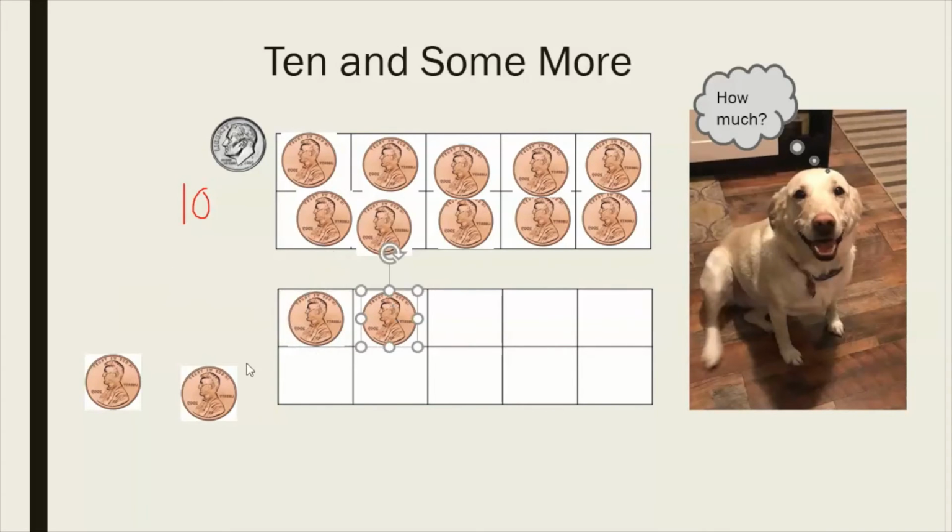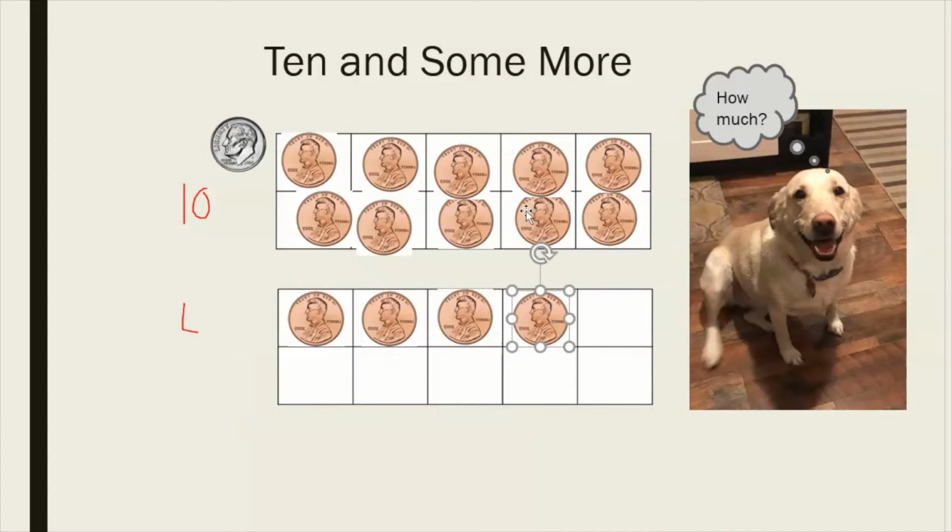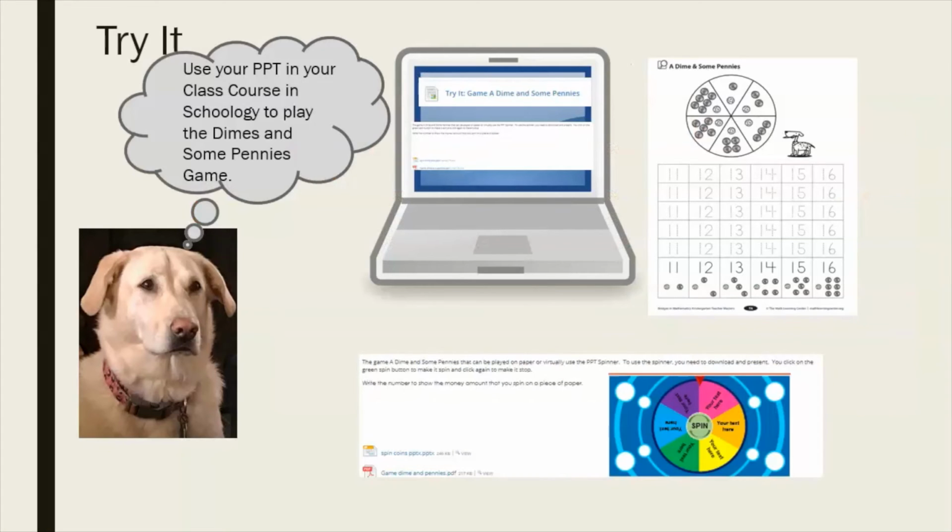1, 2, 3, and 4. So I know I have 10 and 4 more. 10 and some more. 10 and 4 more. So let's count on 10, 11, 12, 13, 14. So how much do we have altogether? We have 14. And we can think of that as 10 and 4, or 10 plus 4 is equal to 14.